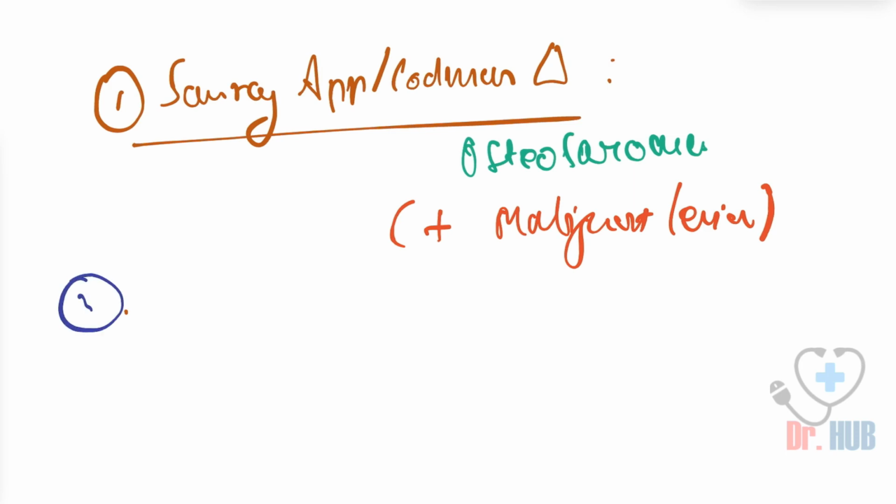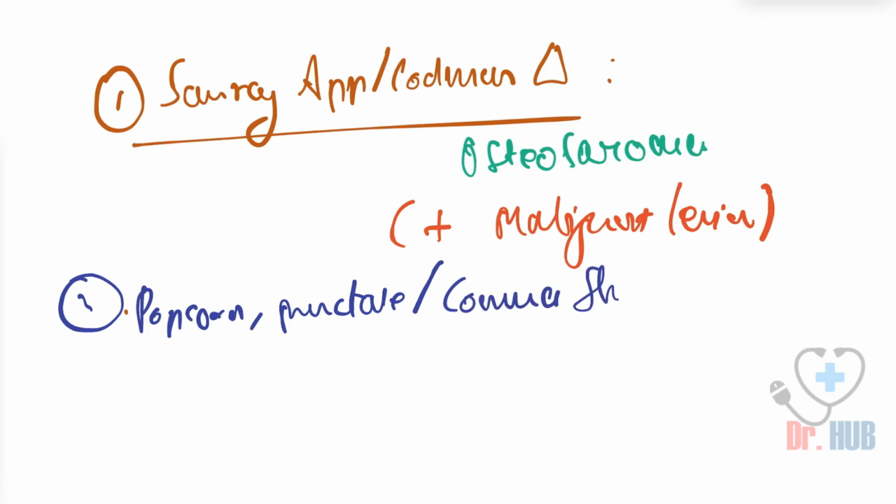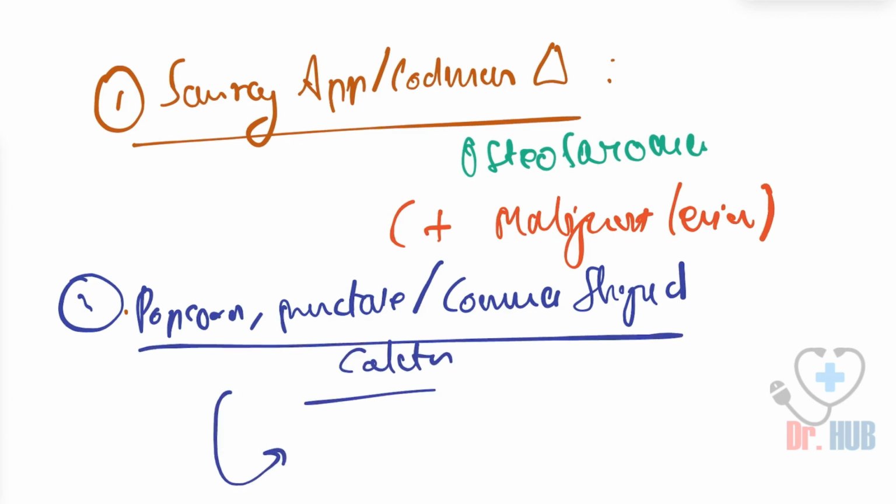Then the second question we asked was in case of the popcorn. The popcorn, punctate or the comma-shaped calcification. So where does all this occur? All this occurs in case of the chondrosarcoma.